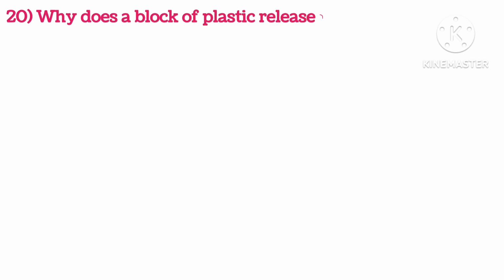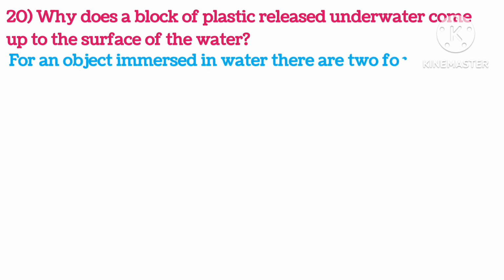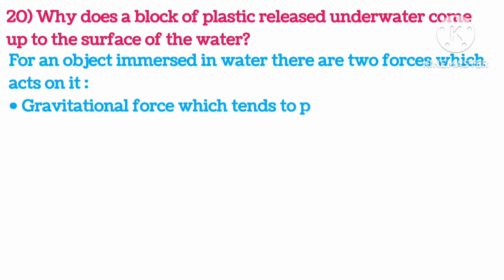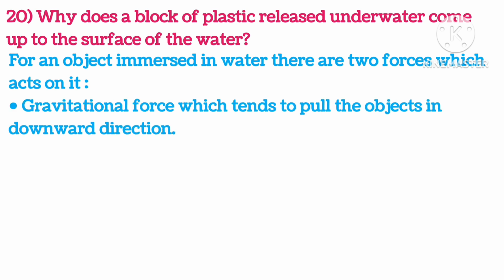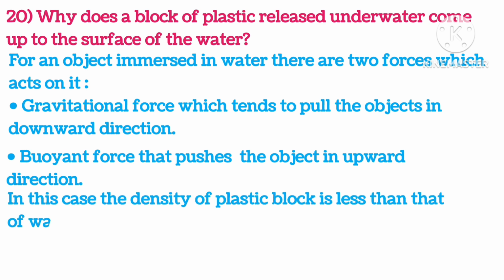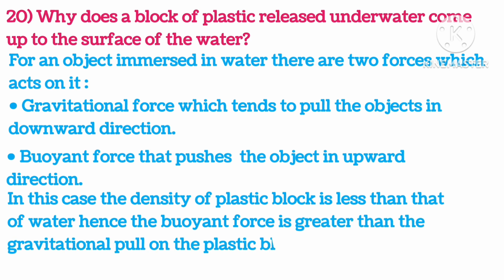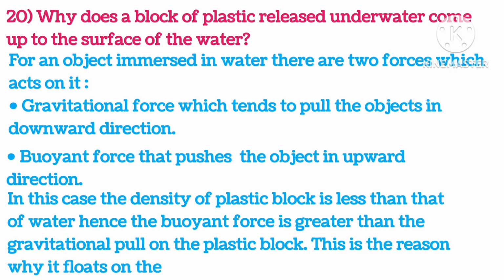Why does a block of plastic released underwater come up to the surface of the water? For an object immersed in water, there are two forces which act on it. First is gravitational force, which tends to pull the object in the downward direction. And the next is buoyant force that pushes the object in the upward direction. In this case, the density of the plastic block is less than that of water, hence the buoyant force is greater than the gravitational pull on the plastic block. This is the reason why it floats on the surface.